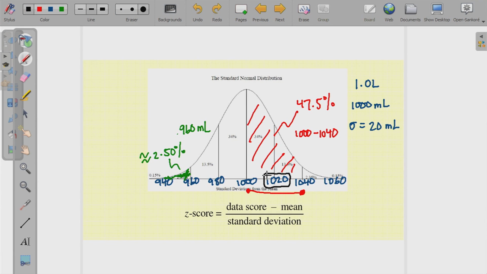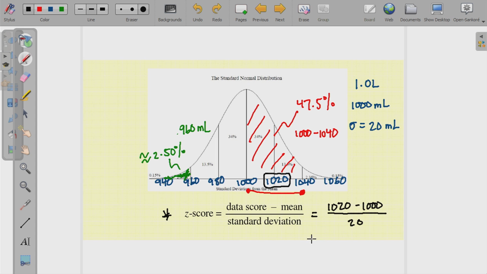Hey, Brian, could you talk about how a student would compute that z-score of 1? What's the process to come up with that? Well, we have a handy-dandy formula, and if people like formulas, they can use it. The formula says the z-score is the data score minus the mean. So in this case, it's 1,020 minus 1,000, and then dividing that by the standard deviation, which is 20.